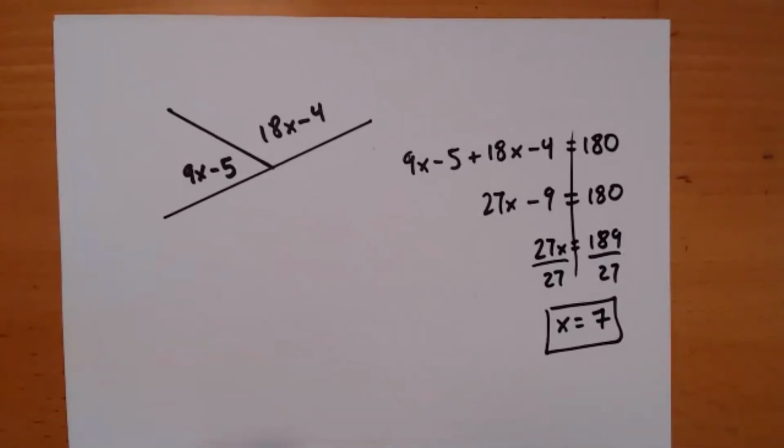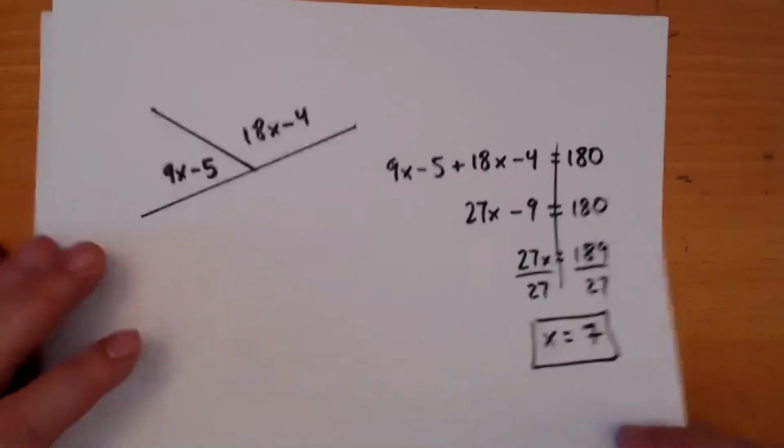So you really just need to know what to do with each pair. You either set them up as equals if they look equal, or you add them up and set it equal to 180. Those are your only choices.